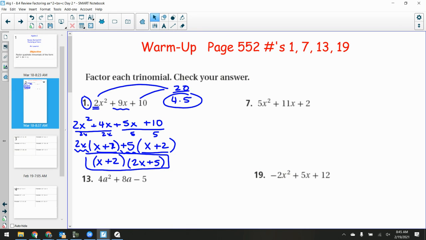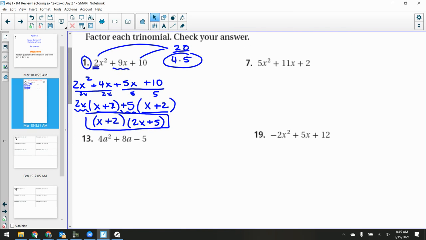For everybody playing along at home, we did the first example in class together. So I would pause it right now, go through the rest of these three problems, and then we'll go over the rest of them. All right, so number 7.